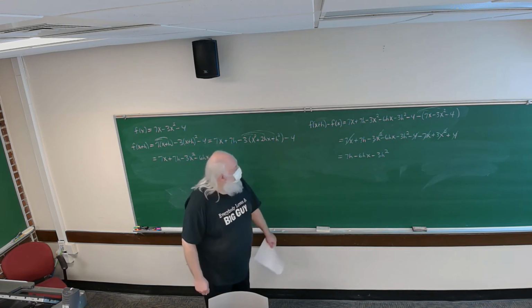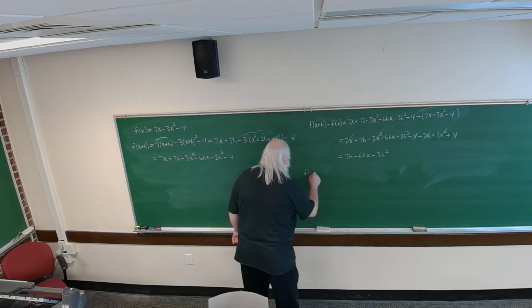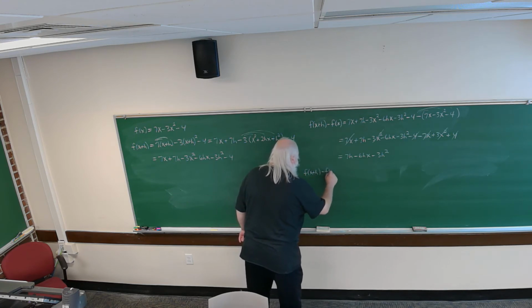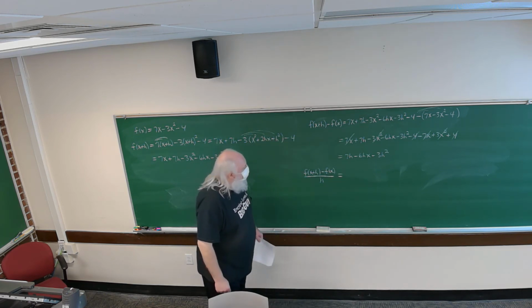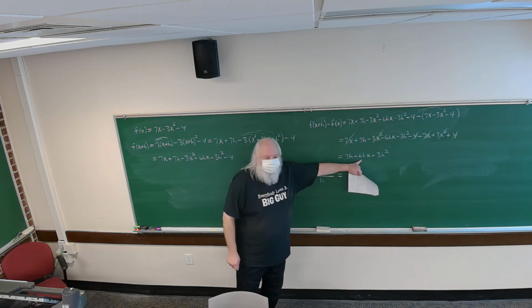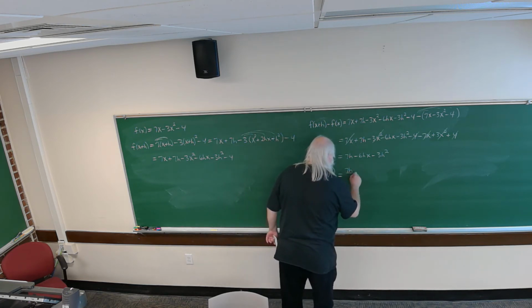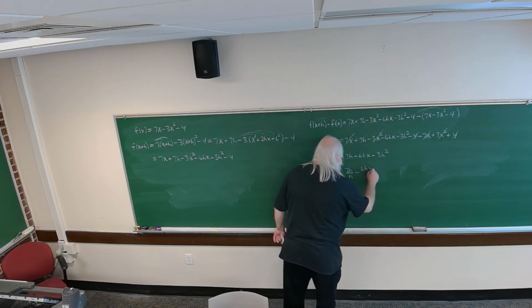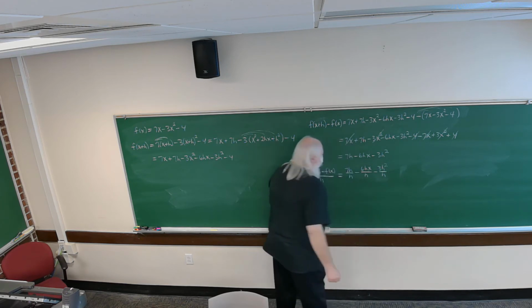Now only one thing left to do. Divide by h, right? So we have f of x plus h minus f of x. We're going to divide the left side and the right side by h. And when we divide the right-hand side by h, division does not undo subtraction. We have to divide each of those terms by h, right? So we have 7h divided by h minus 6hx divided by h minus 3h squared divided by h.